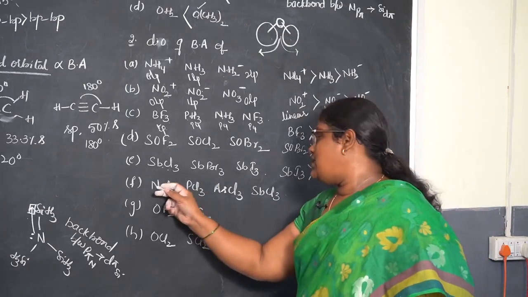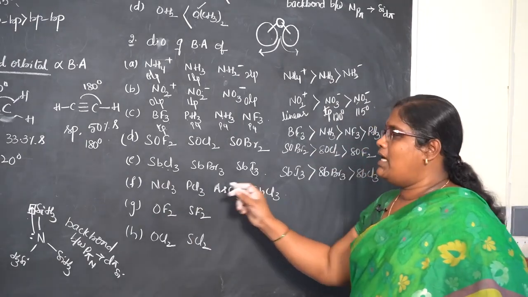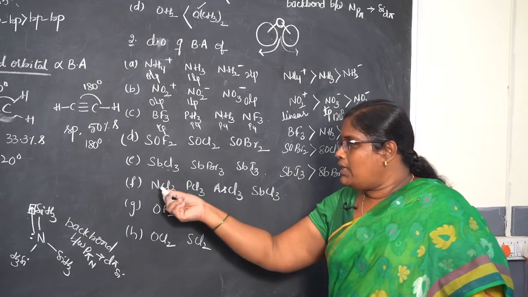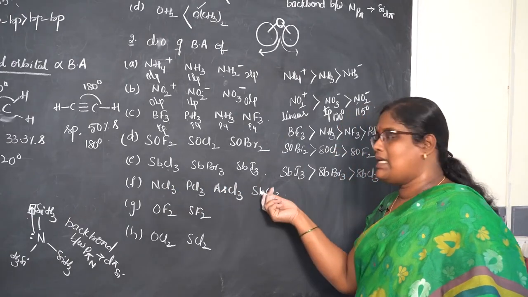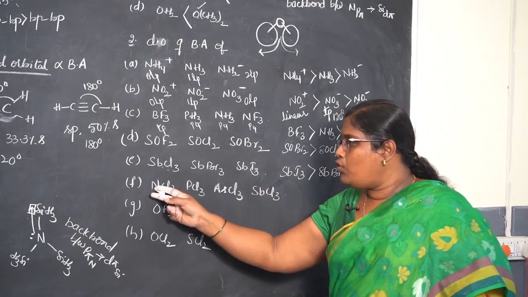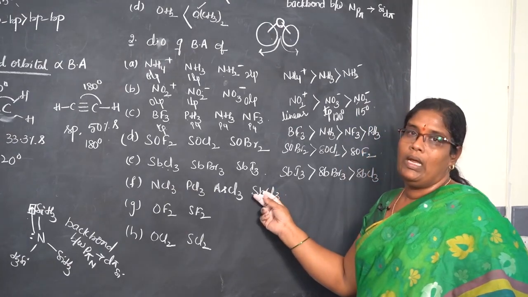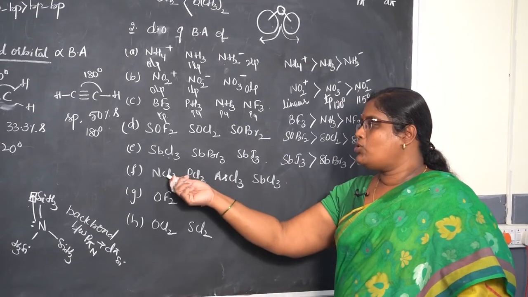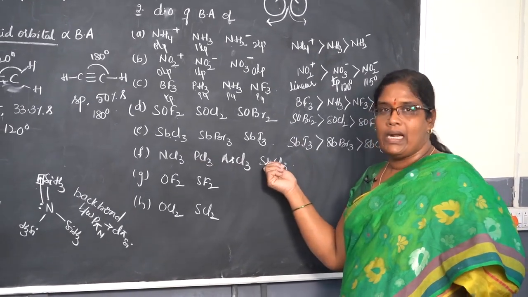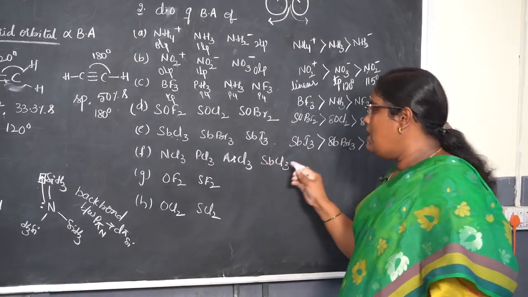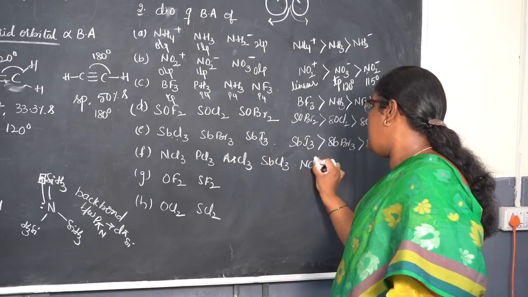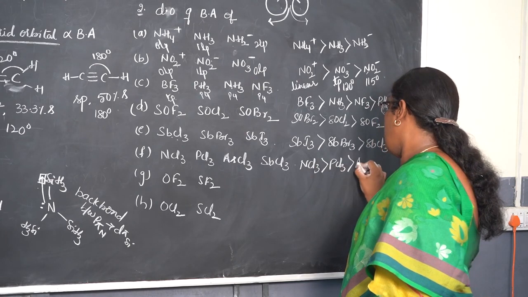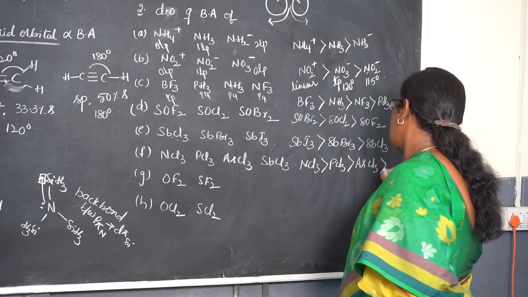Now, NCl3 to SbCl3, nitrogen trichloride to antimony trichloride. So, in this the changing factor is the central atom. And as you move from nitrogen to antimony, electronegativity of central atom is decreasing. And electronegativity of central atom is directly proportional to bond angle. Therefore, the bond angle decreases from nitrogen trichloride to antimony trichloride.